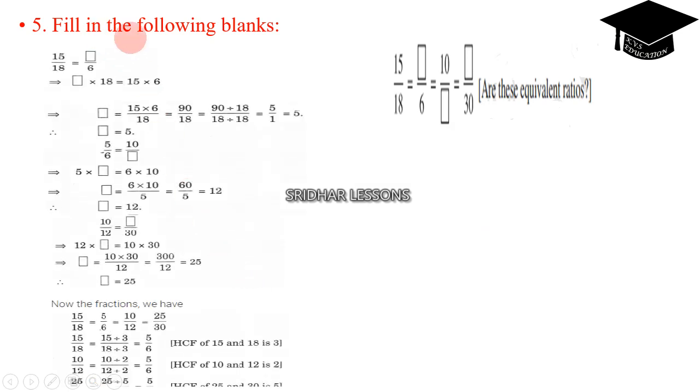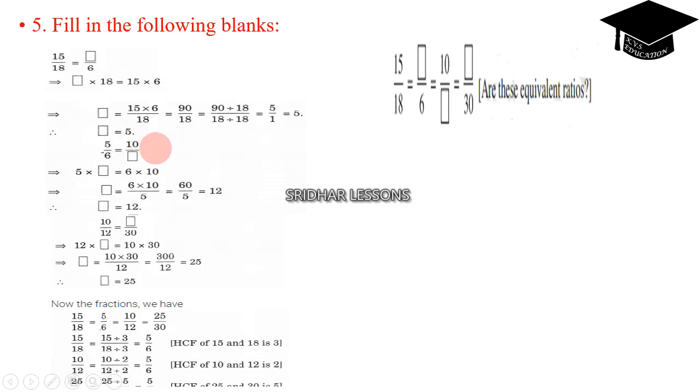Fill in the blanks. 15 by 18 is equals to blank by 6. We will cross multiply 6 into 15 and 18 into blank. Blank into 18 is equals to 15 into 6. Here, if you want to find the blank, 15 into 6 by 18. This is 90 by 18. 18 cancels 90 5 times and 18 itself 1 time. This is equals to 5. Therefore, this blank is equals to 5.